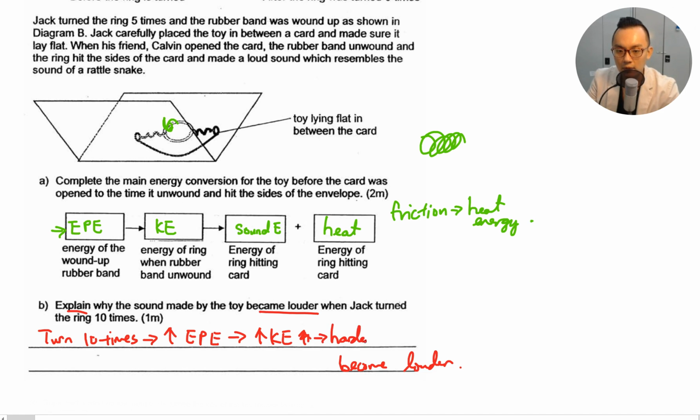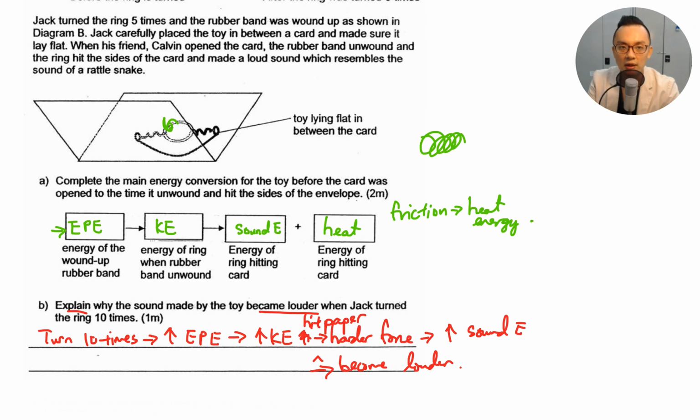harder force, and therefore it will increase the sound energy, which will make it sound louder. Alright, so that's the thing. So again, I repeat: turn 10 times, increase in elastic potential energy, which will increase the kinetic energy when you let go, harder force, which will hit the paper with a harder force, and then it will increase the sound energy, and therefore it will become louder.